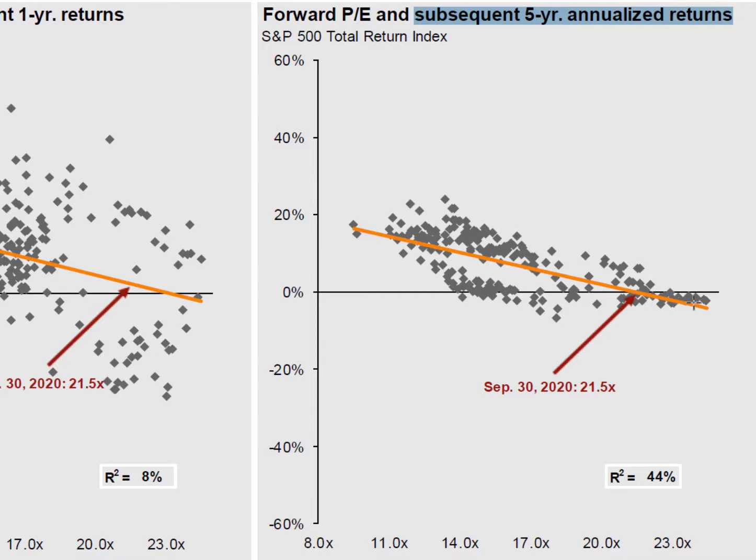When you get up a little higher, there has never been a case where you've had high PEs and good 5-year returns. And conversely, when you have low PEs in the marketplace, there's never been a case where we haven't had pretty robust returns. So here we are on the high end of this chart, which puts us on the low end of the market returns.